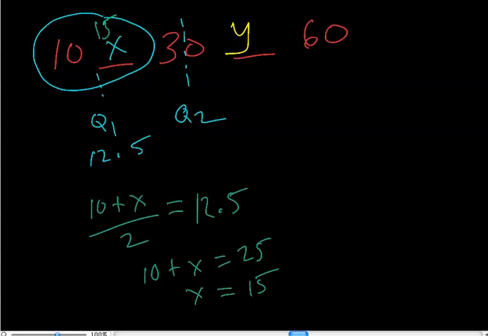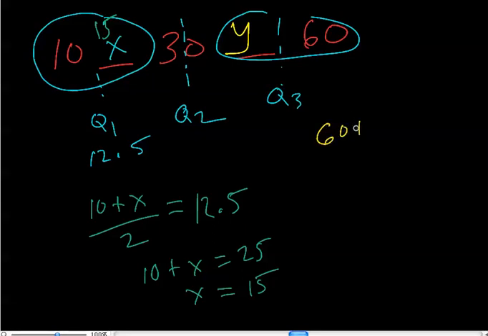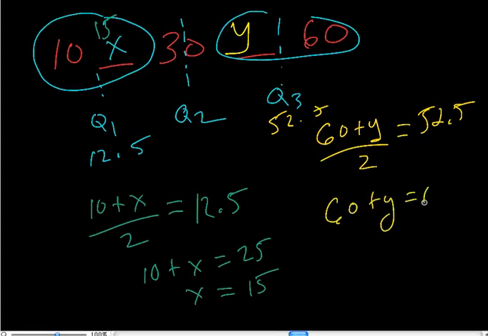Well, that's the same thing when I'm looking for Q3. Q3 is going to be the average of these 2 guys, right? Q3 is (60 + Y) / 2. And they told us that Q3 was 52.5. So that'll equal 52.5. Which means 60 + Y = 105. Which means Y = 45.